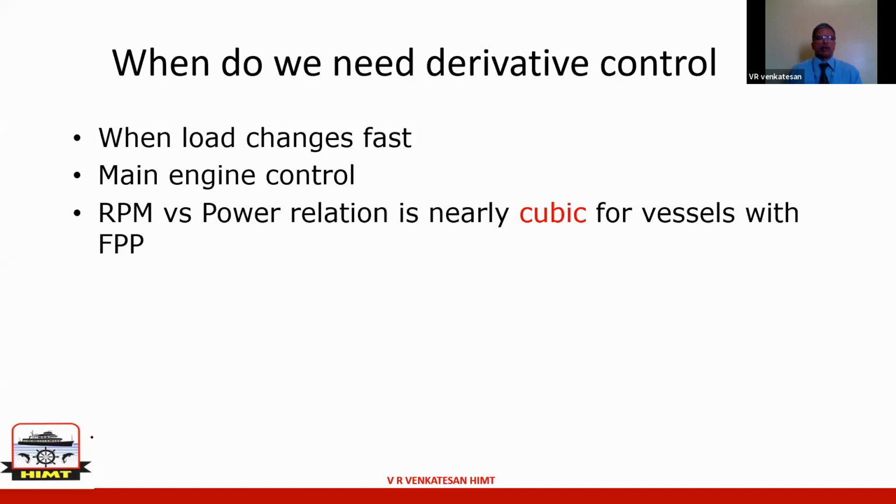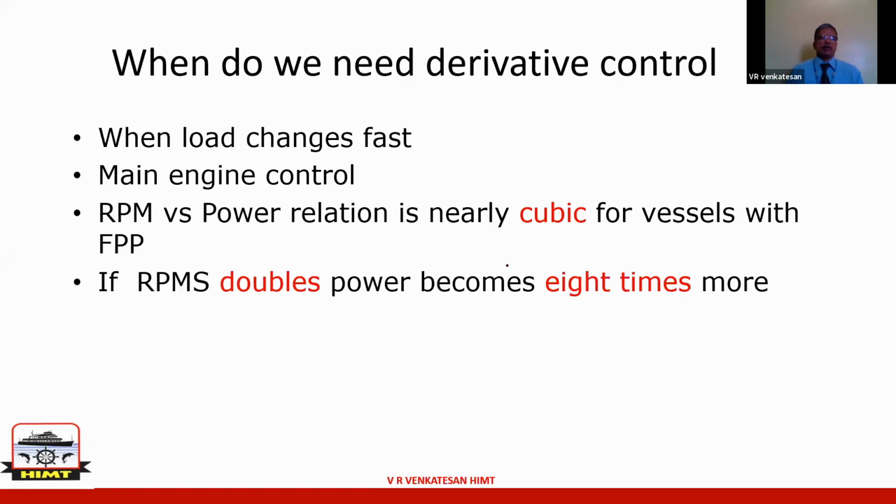Then to calculate power, you have to multiply by speed on both sides. So what you will get as a relation is that the RPM to power relation is nearly cubic. The meaning is, whenever RPM doubles, the power will not become 2 times more. Power becomes 8 times more. So the curve is not going to be a straight line. As the RPM increases, the power rises very drastically.